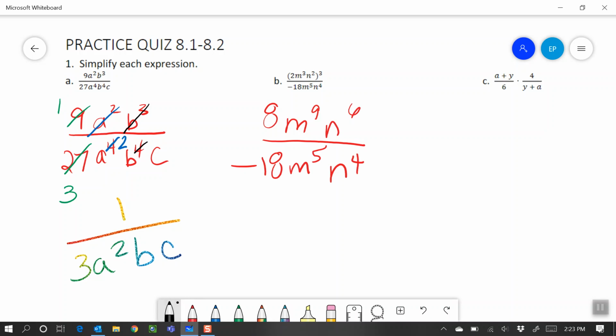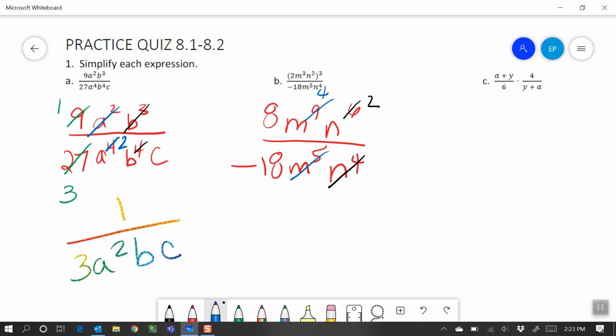So on this one, I'm going to start on the back side again. N to the 4th, n to the 6th. There's 4 on the bottom, 6 on top, so I'm going to have 2 left over. M to the 5th and m to the 9th. M to the 5th is on the bottom. That means I have 4 left over on top.